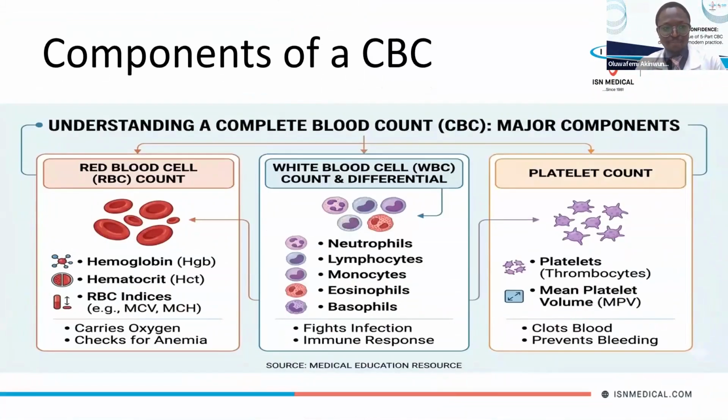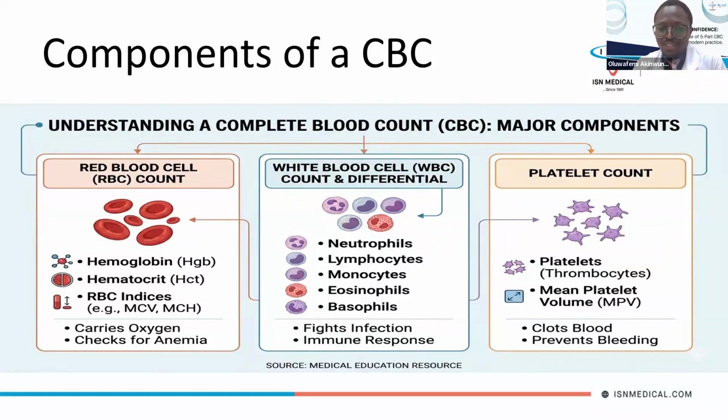So generally speaking, this diagram is showing a simplistic approach to the components of a CBC. All right, so we have the red blood cell component, as well as the white blood cell component and the platelet component. Now, for the red blood cells, part of the parameters that are very important is the hemoglobin, the oxygen carrying capacity of the blood itself. Then we have the hematocrit, which we will still talk about. Other derivative indices include the MCV, MCH, MCHC, and so on and so forth.